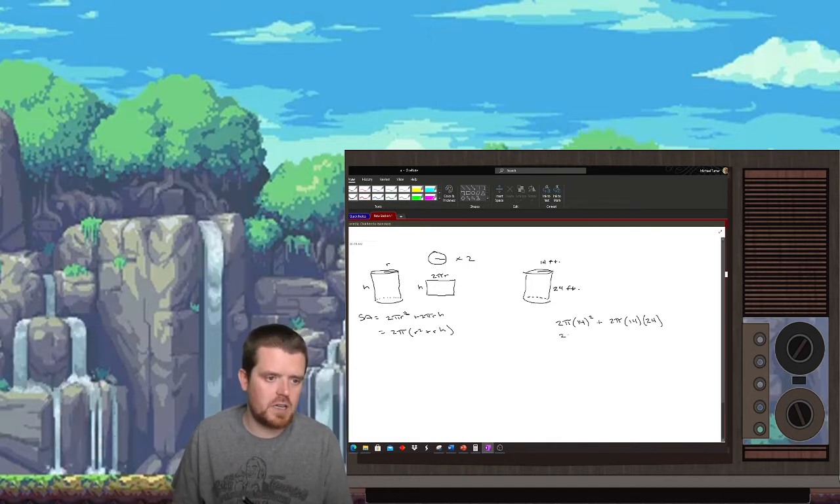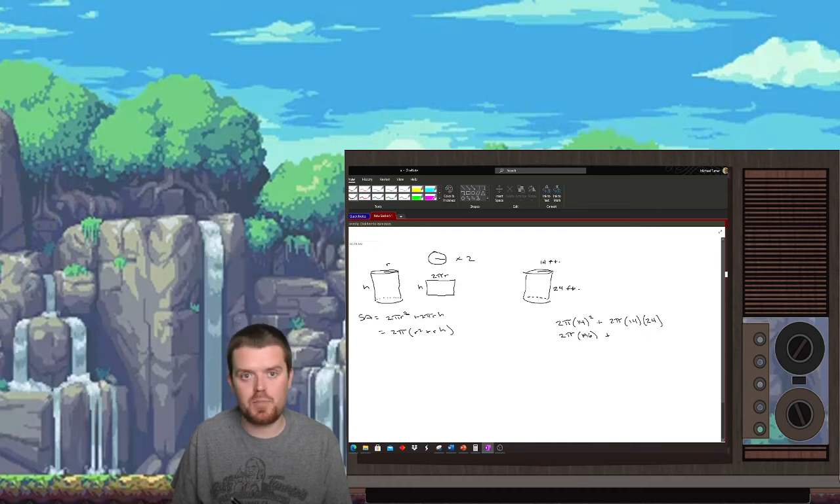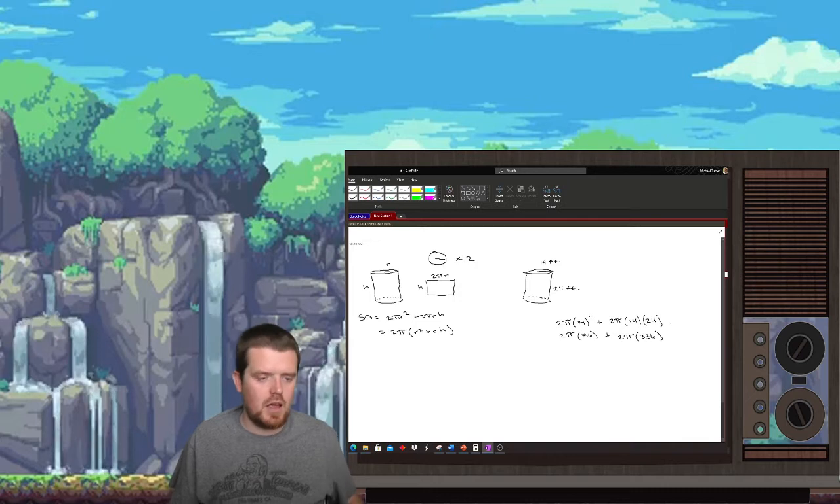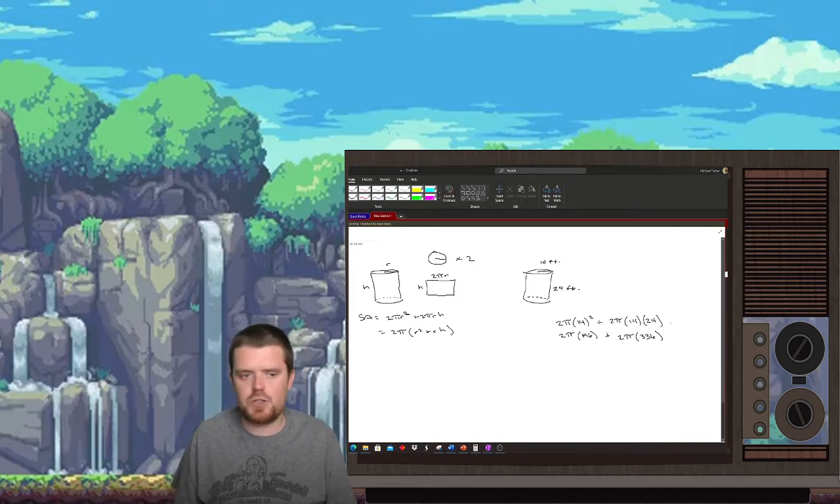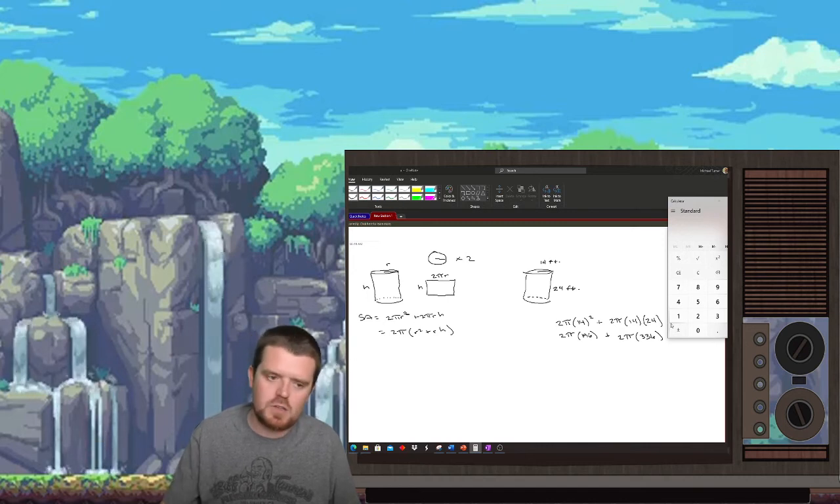So 14 squared, for instance, would be 196. Here, 14 times 24, that is 240 plus 96, 336. And then we're going to also do it times 2. And just so I'm not making a mistake here, let's pull up a calculator just to be sure. So I'm doing 2 times 196, that's 392. 2 times 336.